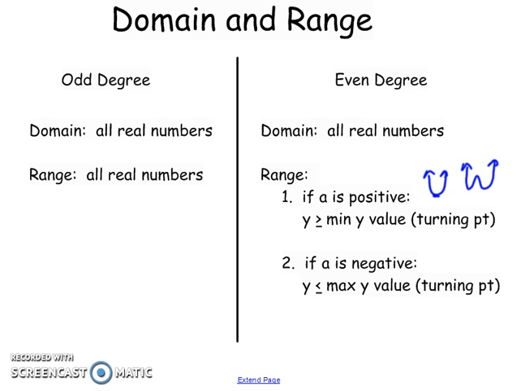So if it's a quadratic, it's your minimum. If you have a quartic, they might not be even, so they might be something like this. You always want to take your lowest minimum. If a is negative, it's going to be the maximum. So y is less than or equal to the max y value of your turning point. So when you have a quadratic, here's your maximum turning point, and then it would be y is less than. If you have something like this, that's a quartic, you want your highest y value.